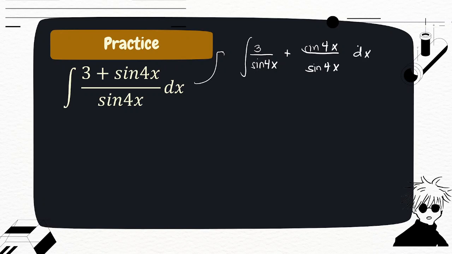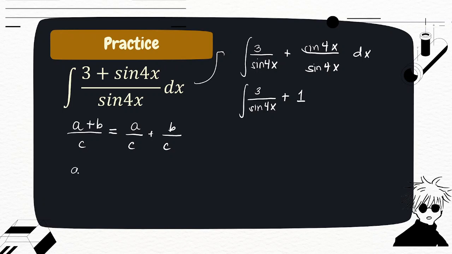Tama, equal lang yan dyan, di ba? So, basically, that will become integral of 3 over sine 4x plus 1. Ayan. Di ba pag meron tayong a plus b over c, we can divide that into a over c plus b over c. So, pwede yun. Unless a over b plus c, we cannot separate that one, ha? Mali yan. So, dapat ganito lang yung valid.